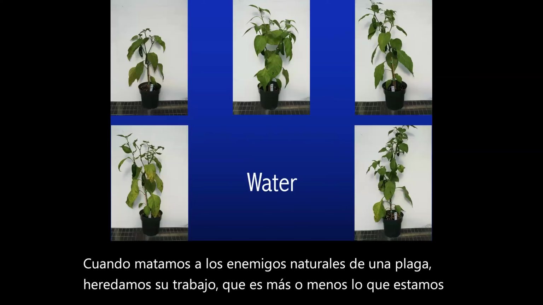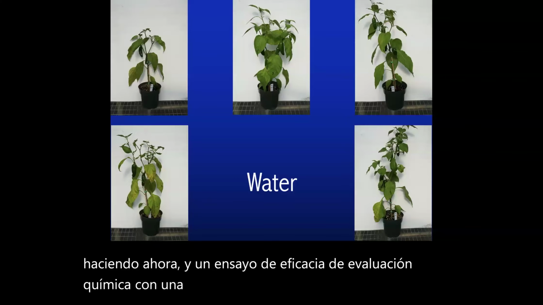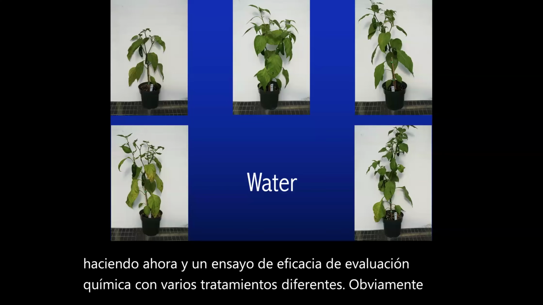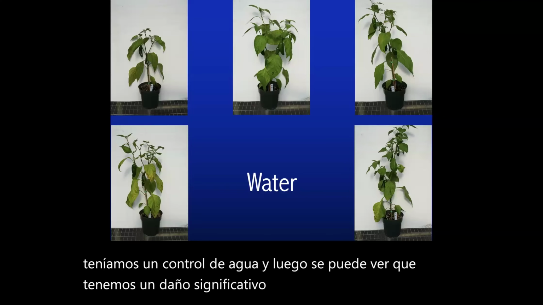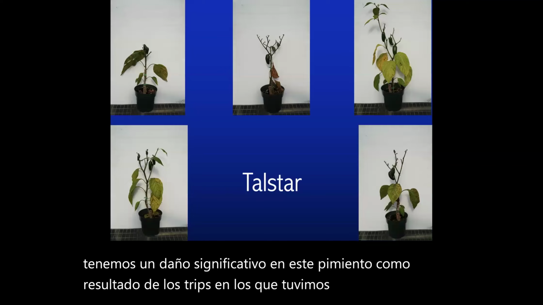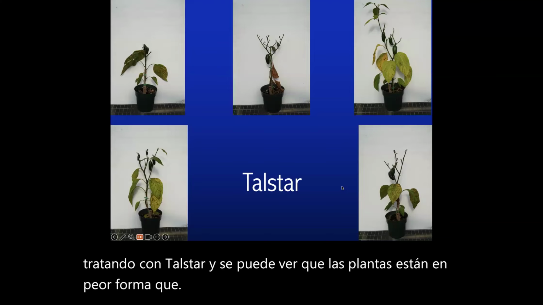In a chemical efficacy evaluation trial with a number of different treatments, we had a water control, and you can see that we had significant damage to this pepper as a result of the thrips. We had one treatment with Talstar, and you can see that those plants are in worse shape than the control plants were.